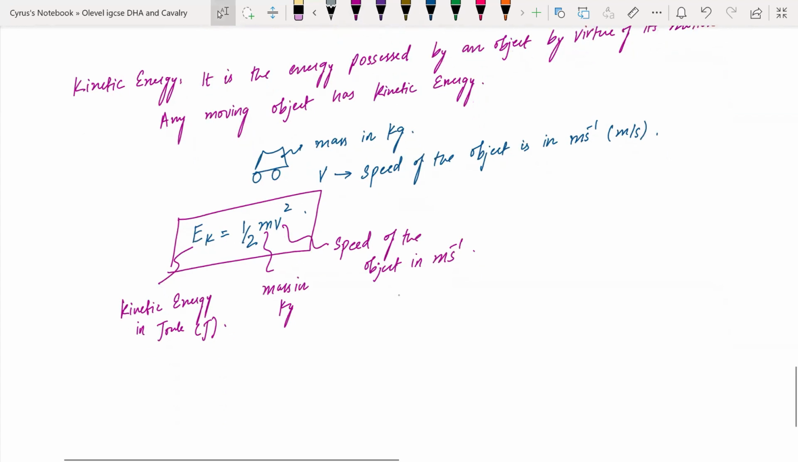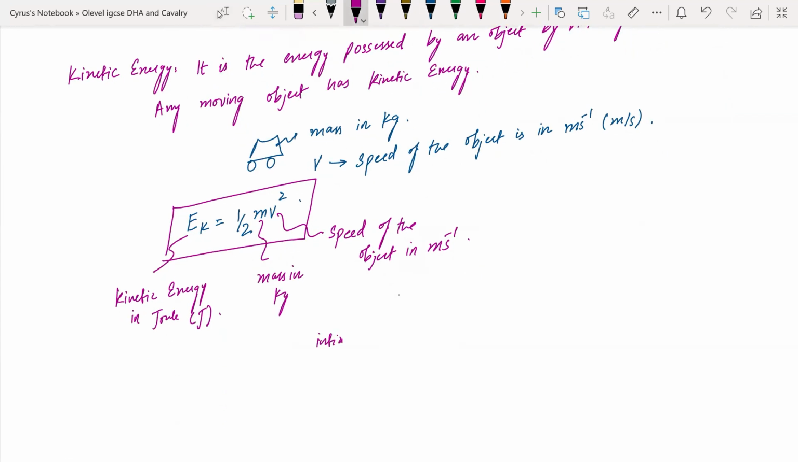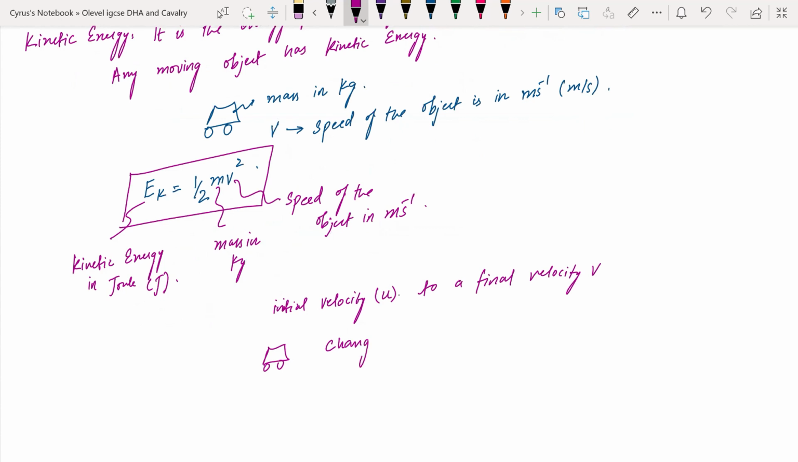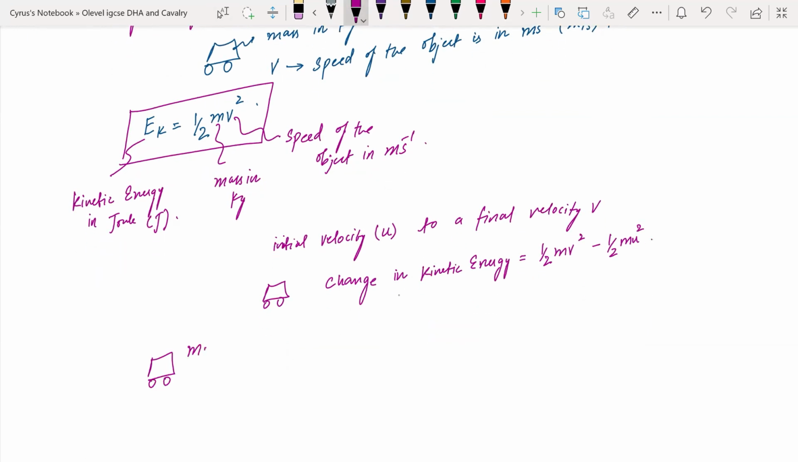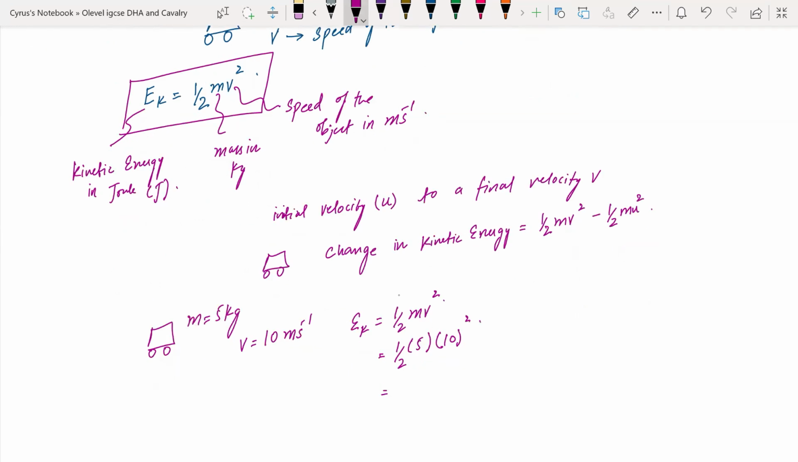So let's say there's a car which moves with an initial velocity u to a final velocity v, then you should know that the change in kinetic energy would be half mv squared minus half mu squared. If the initial velocity is 0, then the answer is half mv squared, because it was at rest initially. So let's say you have a car here, mass is 5 kilograms, speed is 10 meters per second. Kinetic energy is going to be half mv squared. The mass is 5, the speed is 10. This is going to be 1/2 into 5 into 100. The answer is 250 joules.